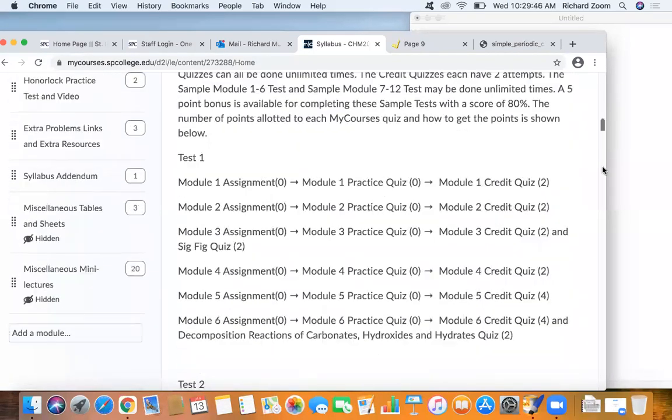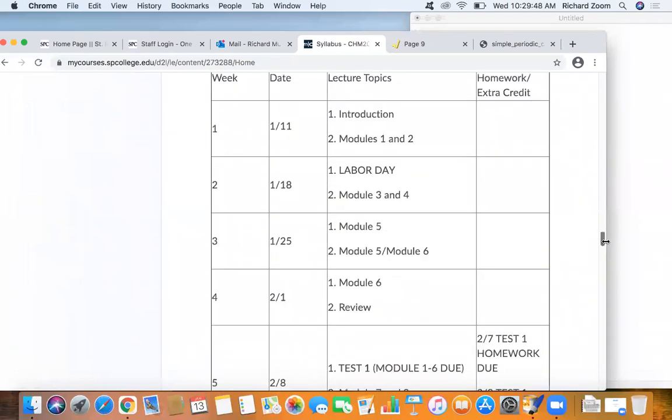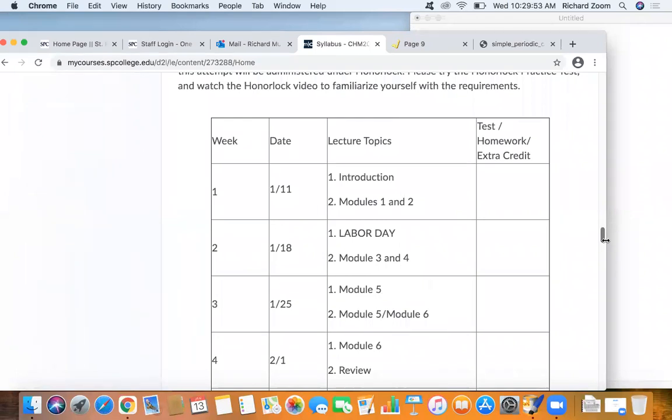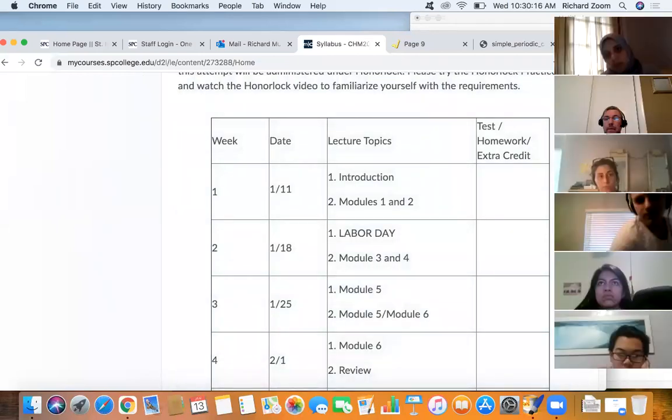All right, let's look at the schedule here, see where we're at. Actually, we're a little bit ahead here. So we did modules 1 and 2. There's no class on Monday because it's Labor Day, and we'll continue with module 4 on Wednesday. All right, so does anybody have any questions?